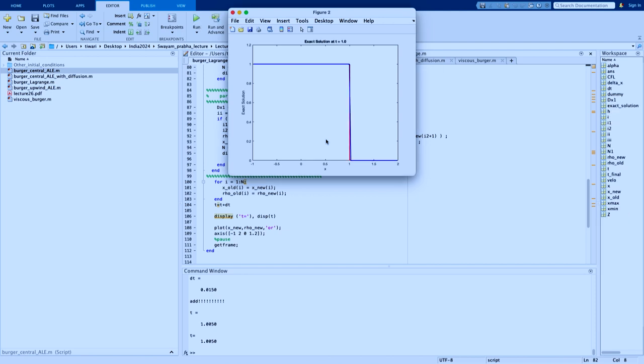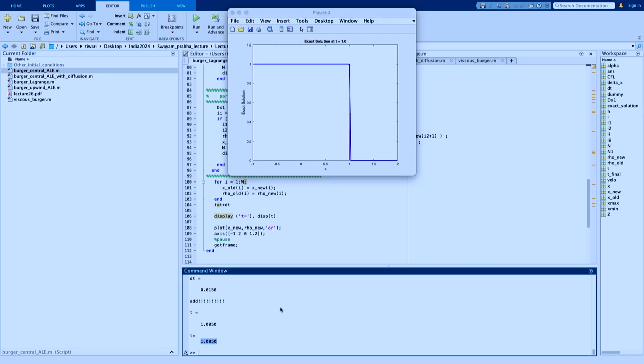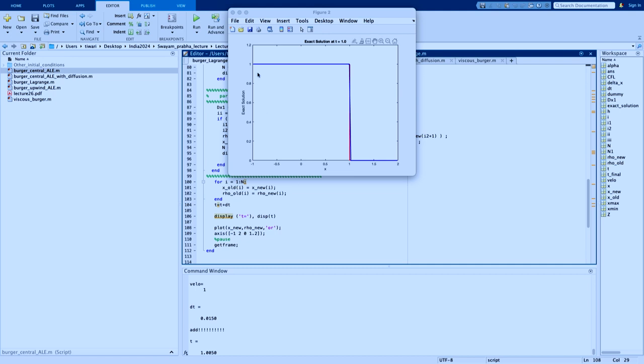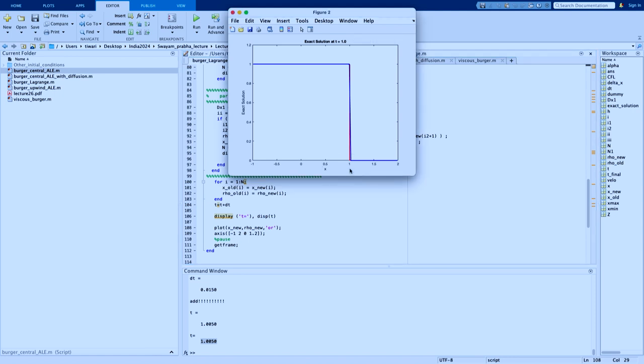We see that we produce the exact solution. In this case, up to t equal to 1, we have the exact solution. I am a little bit far from 0.005, therefore I have a little bit of difference, but we have the exact solution at t equal to 1.